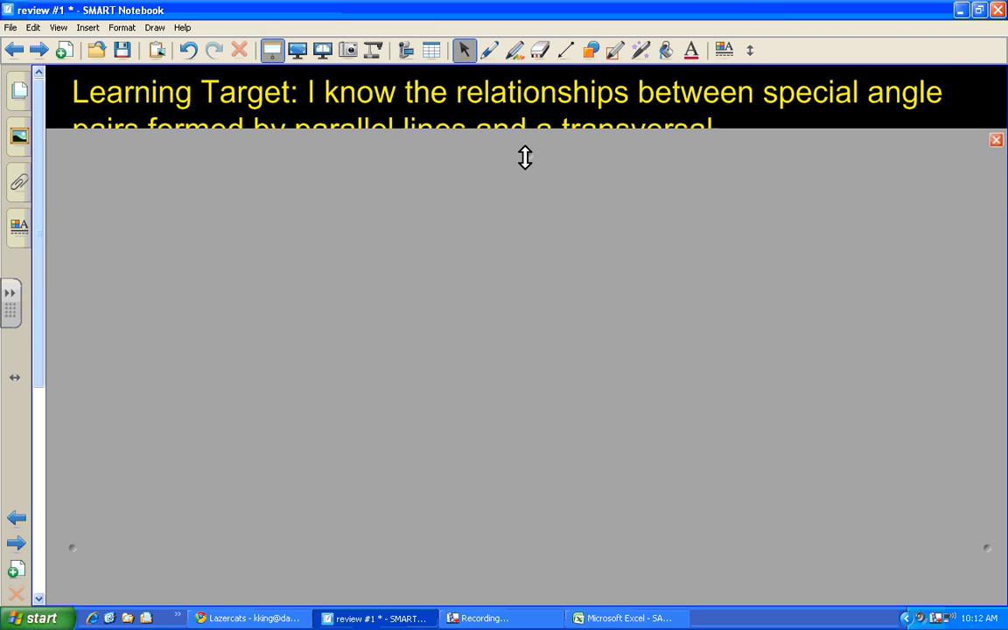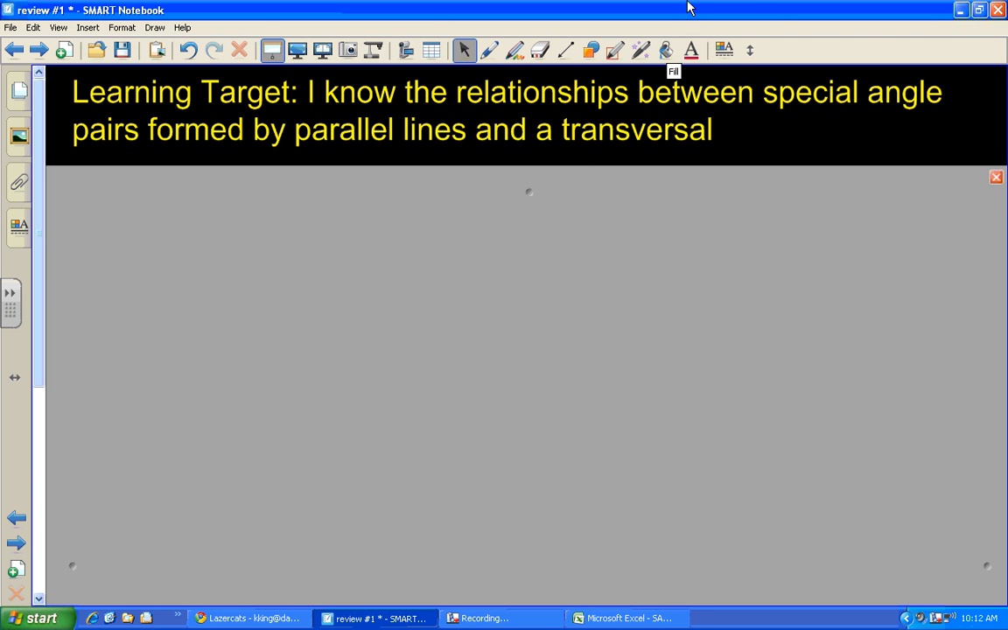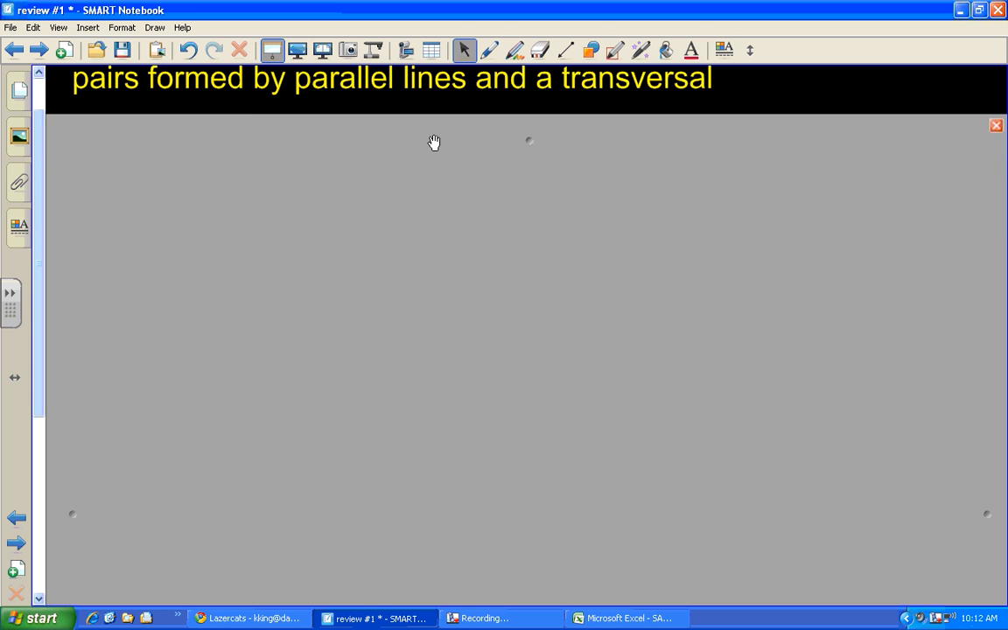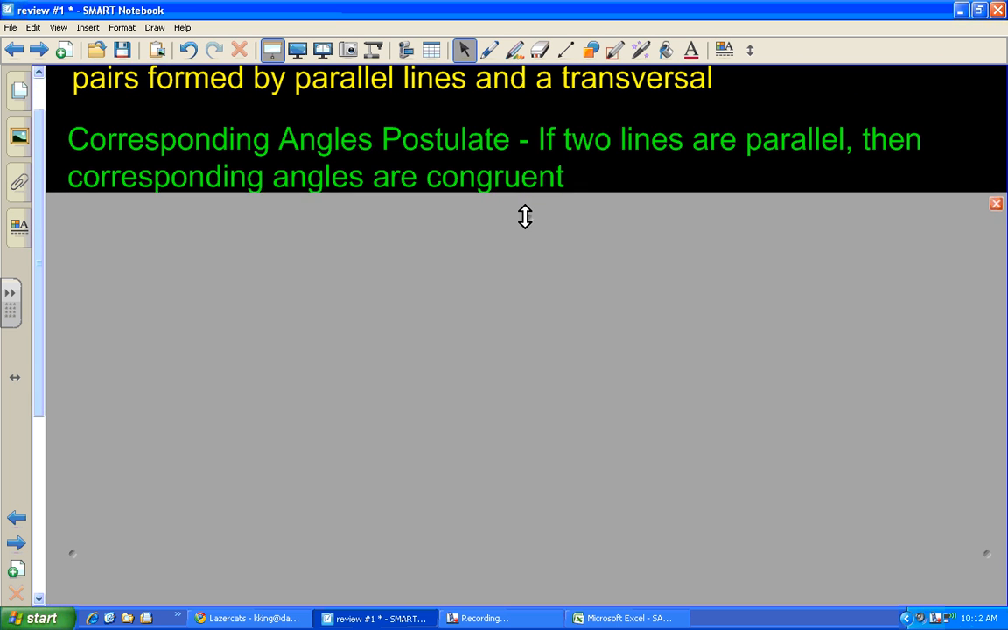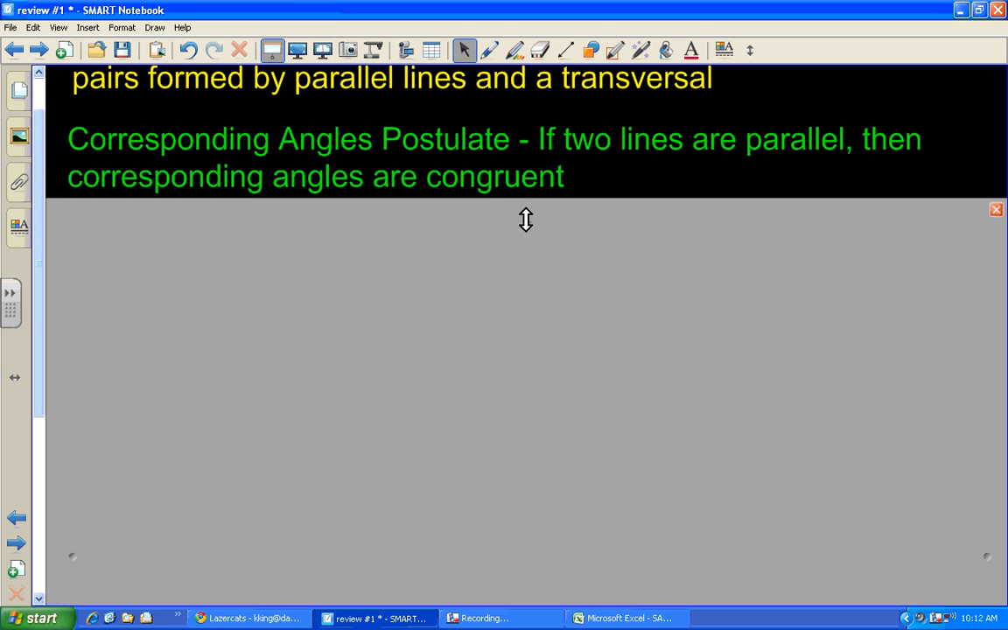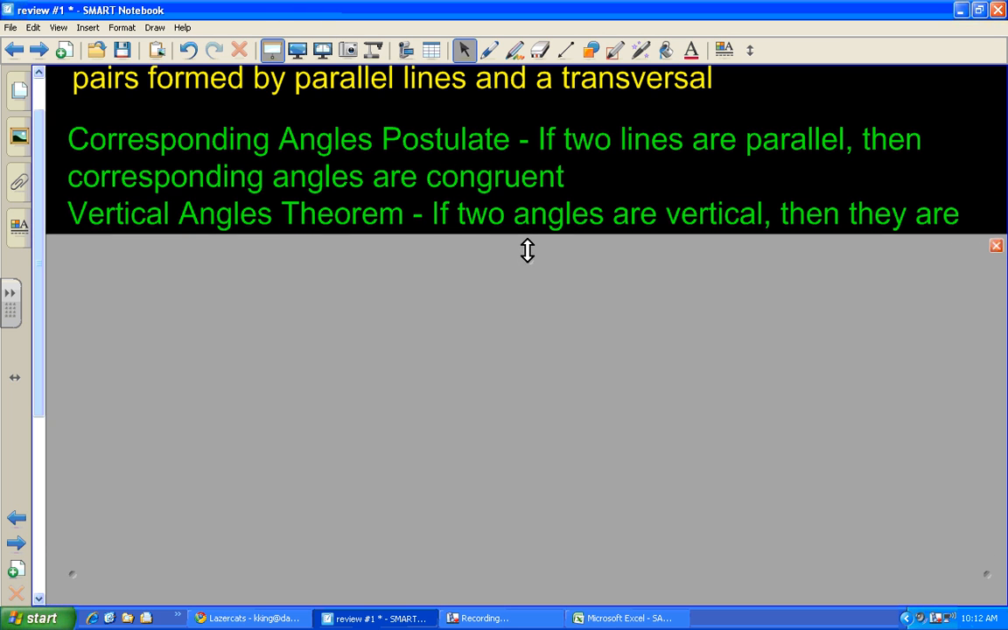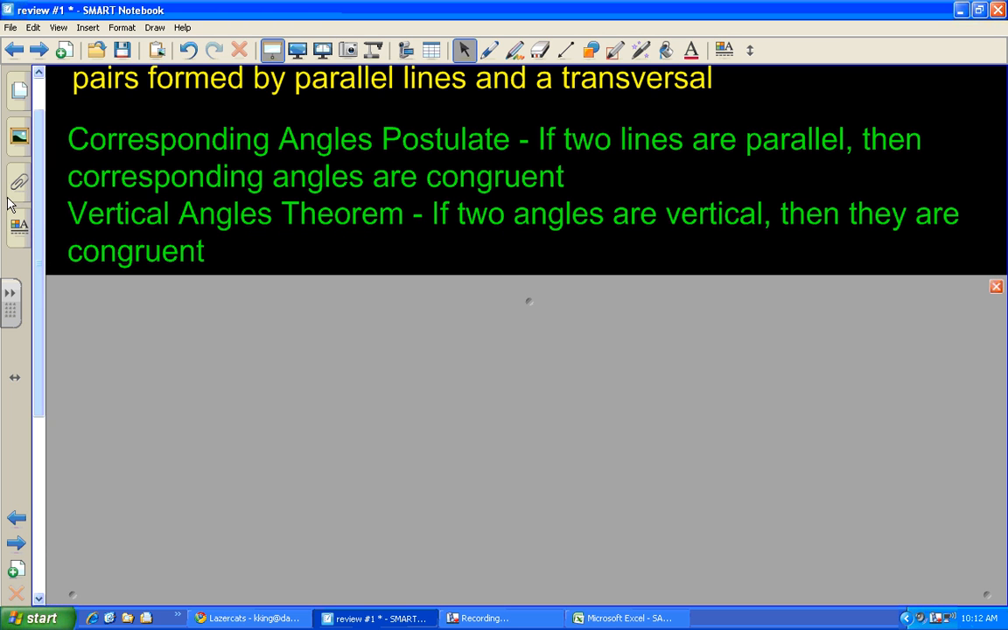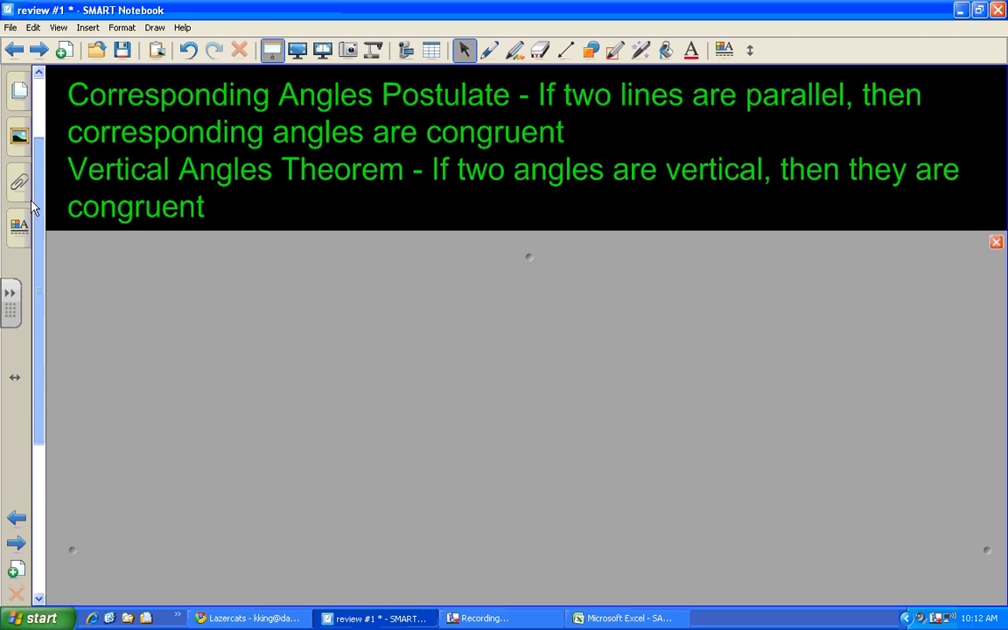Here we go. So, next learning target. I know the relationships between special angle pairs formed by parallel lines and a transversal. Alright? So, you have to know the relationships, so you literally have to know your postulates and your theorems, right? Corresponding angles postulate. If the two lines are parallel, then corresponding angles are congruent. Vertical angles theorem. If two angles are vertical, then they are congruent.